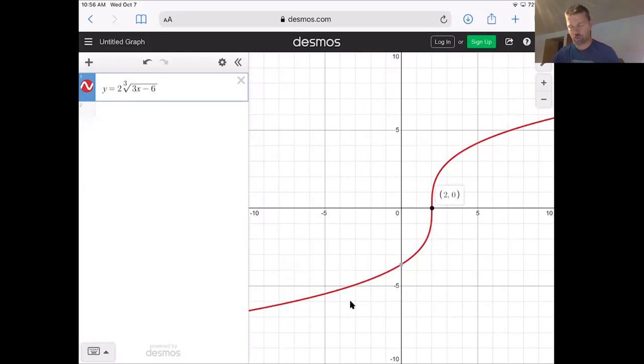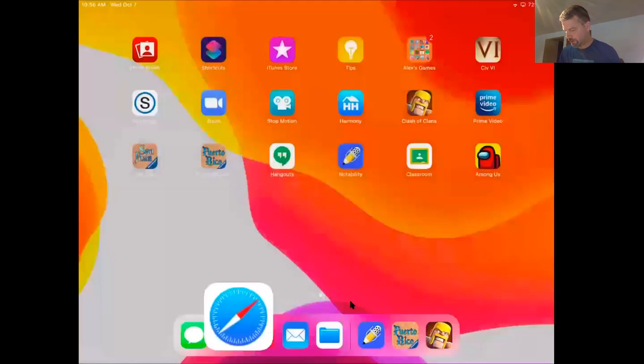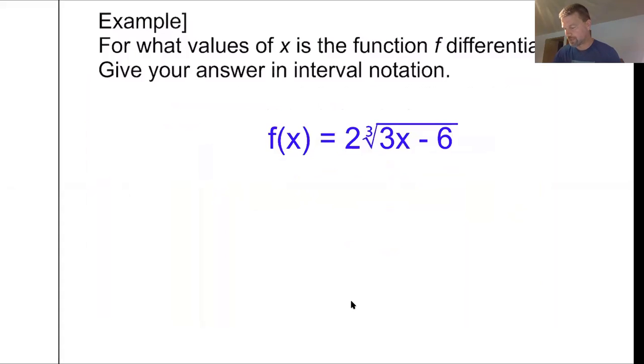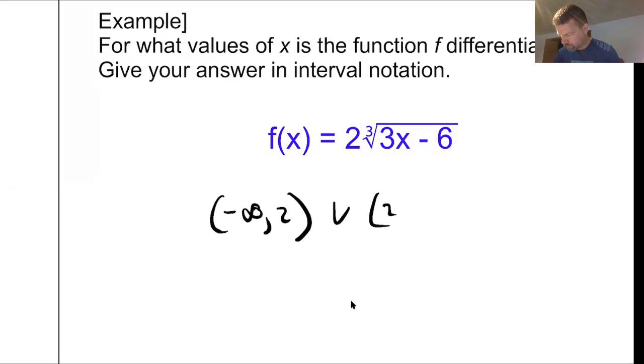So, answer to my question, for what values of x is it differentiable? It's differentiable for everything but 2. So my answer is going to be everything from negative infinity all the way to 2, but not including 2, because I've got a problem there, union everything from 2 to infinity.